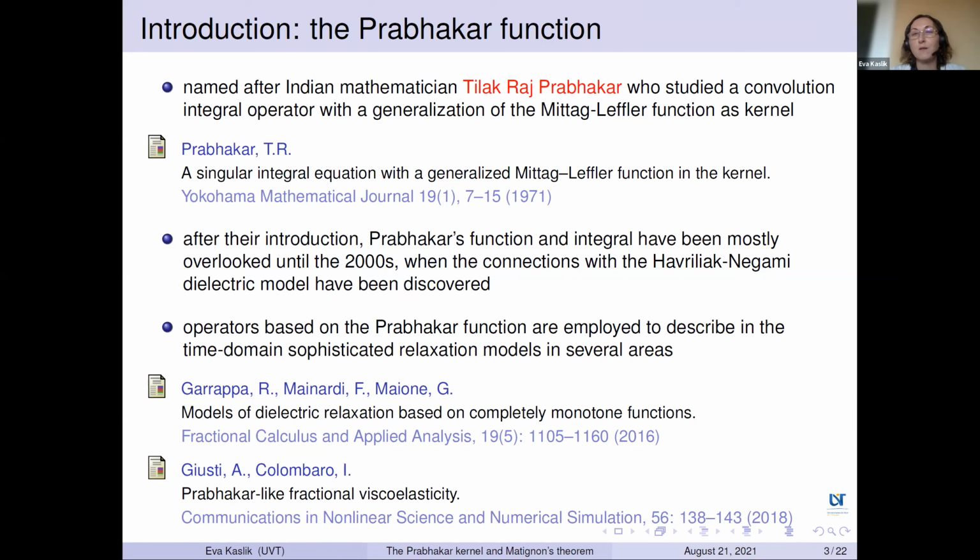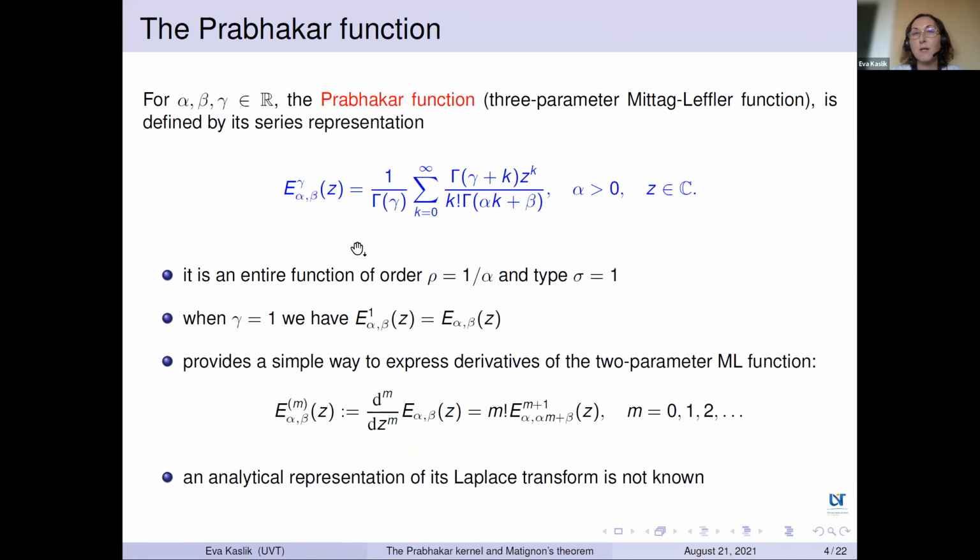All right, so the Prabhakar function is actually a 3-parameter Mittag-Leffler function. I have also seen Professor Kiryakova mention shortly the Prabhakar function as a special case in one of her slides. It is defined using this series representation. Some of the properties of this function: it is an entire function of order 1 over alpha and type sigma equals 1. Obviously, when gamma is equal to 1, it reduces to the 2-parameter Mittag-Leffler function.